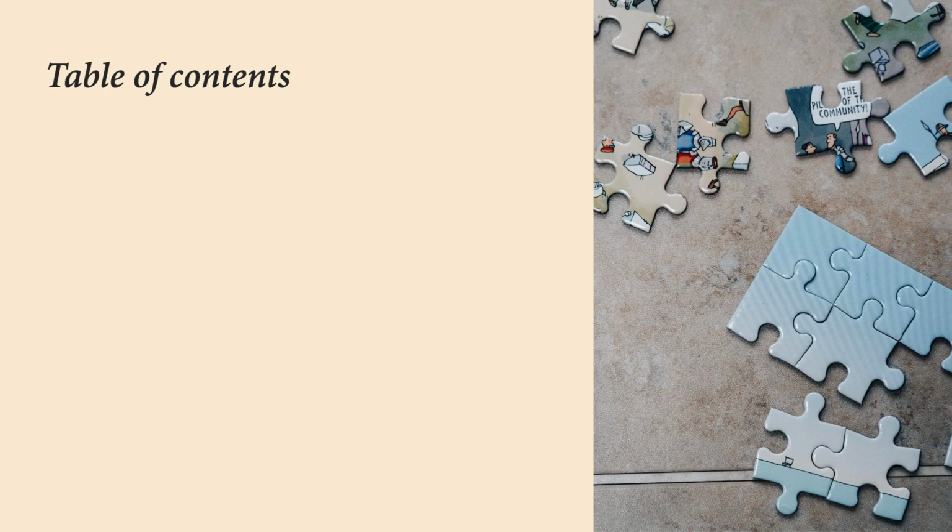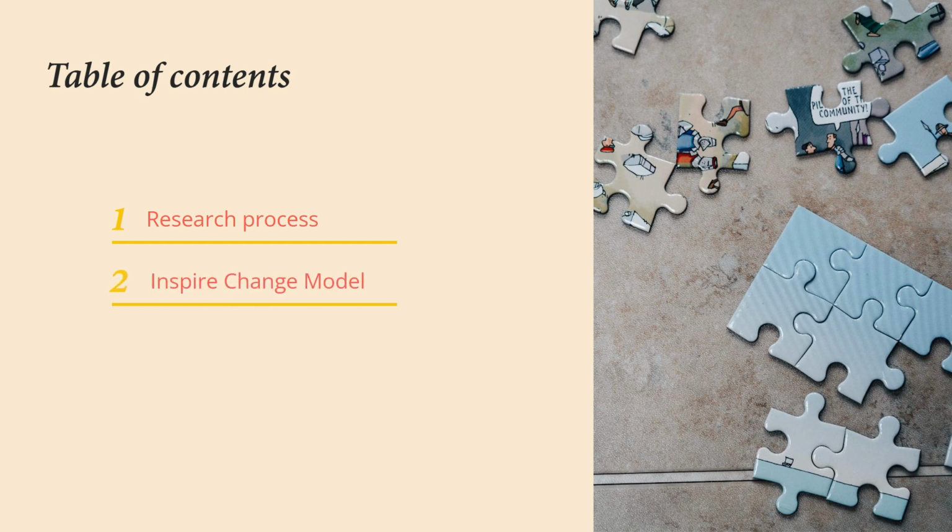To give you a brief overview of the contents of the training unit, first I introduce a little bit the context of our research process. Then, as a result of this research process, we have defined the INSPIRE change model. I will introduce this model, the main dimensions, and as this change model is made out of 6 key factors for impact, we will then introduce each of the factors in more detail.